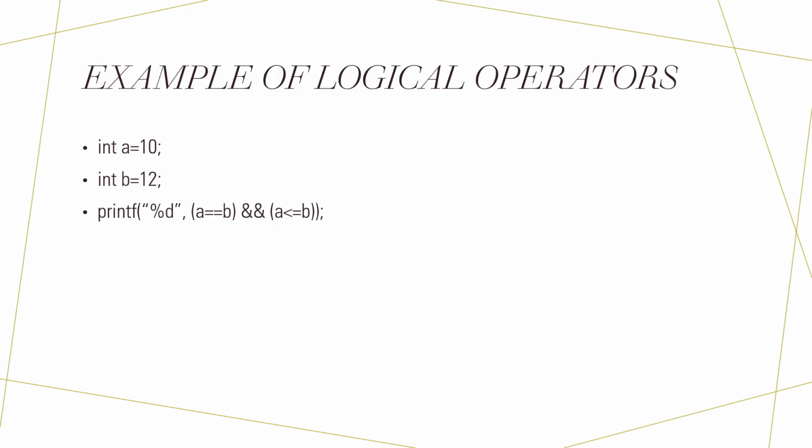Let's consider an example of a logical operator. Here we have the same two variables with the same values, the same example that we used in the previous operator, but here we have integrated the logical AND operator, the double ampersand sign, which would be true only if both the conditions are true, else it will be a false. So in the first one, the condition is false, but the second condition is true. So since both the conditions are not true, it should return a false.